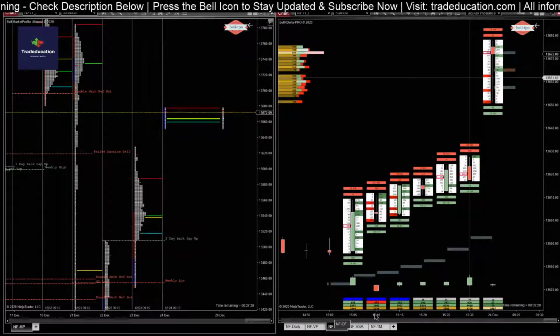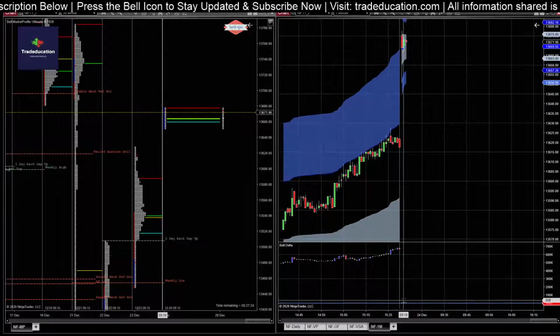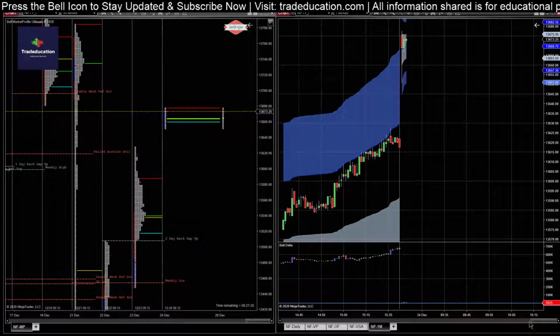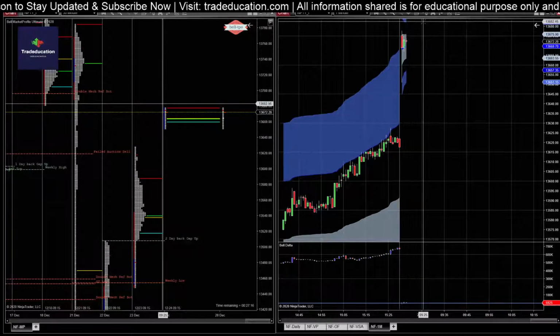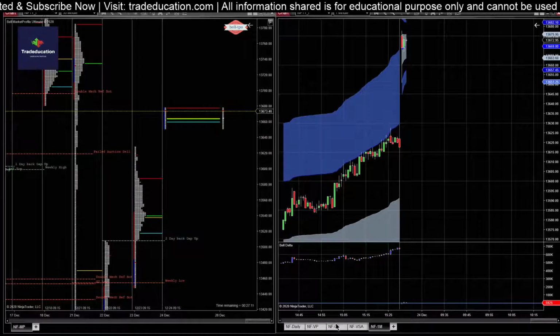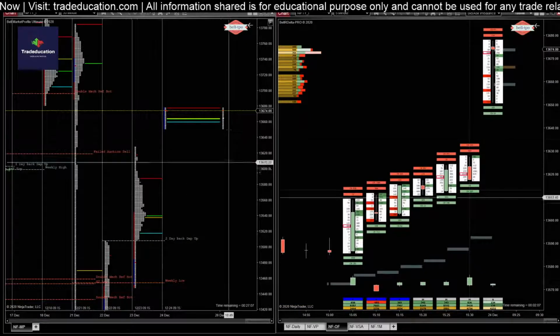Just jump to the order flow chart. Overall delta is flat. This is a 1 minute chart. Overall delta is flat, but it's more on the positive side. It's just tagging VWAP and going higher, tagging VWAP and going higher. So I'm expecting a balance getting formed.